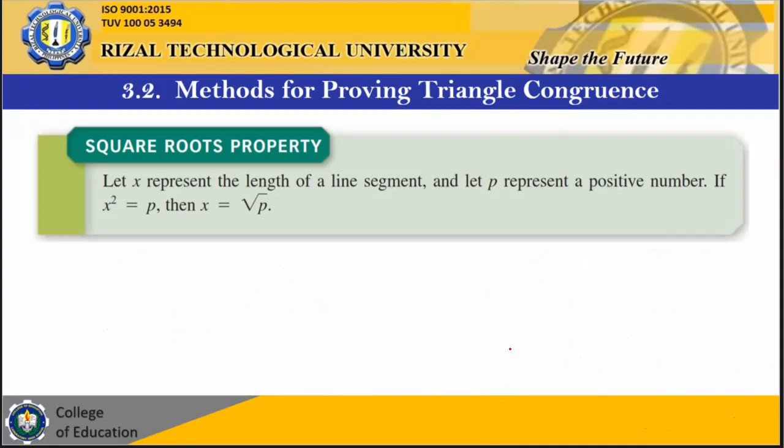Okay. So, in relation to the Pythagorean Theorem, of course, we recall our square root property. The square root property suggests that if x represents the length of a line segment and p represents a positive number, then x squared is equal to p. Then, if x squared is p, then x is equal to positive negative square root of p. But since we are talking about the length of a line segment, what we are trying to get is the principal root, ibig sabihin, yung positive square root. Okay, dapat alam niyo yung mga tawag dyan. The principal root, kasi length, wala naman tayong negative na length. So we get the principal root. Can you follow?